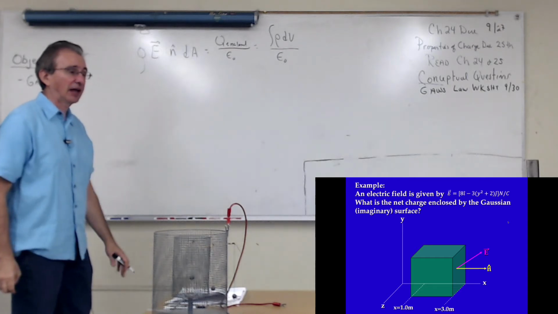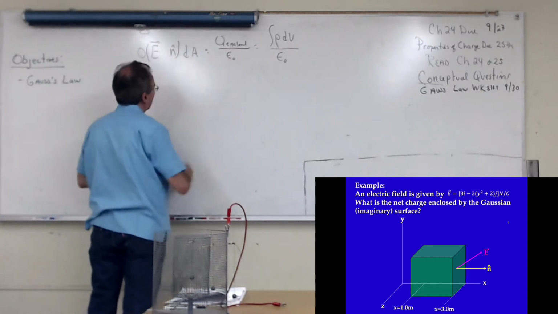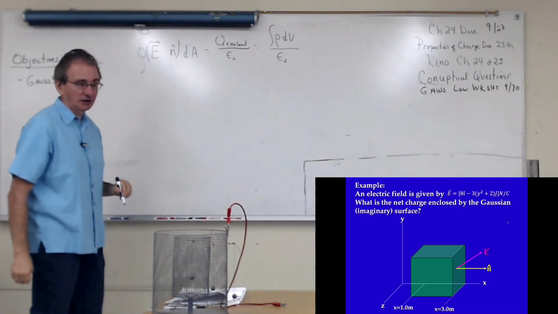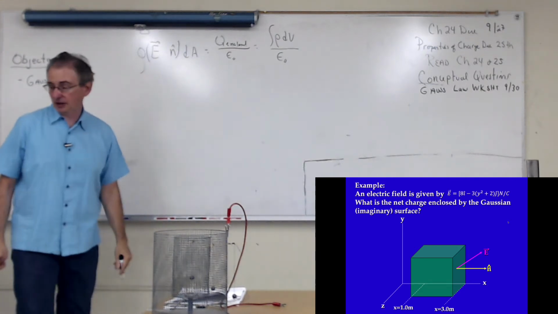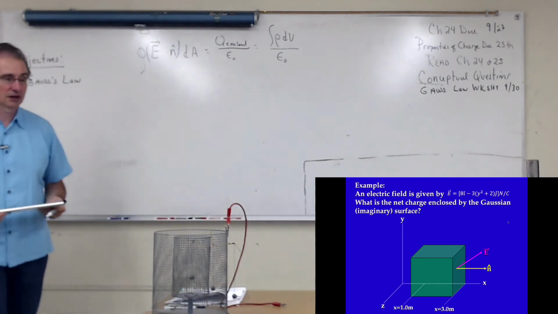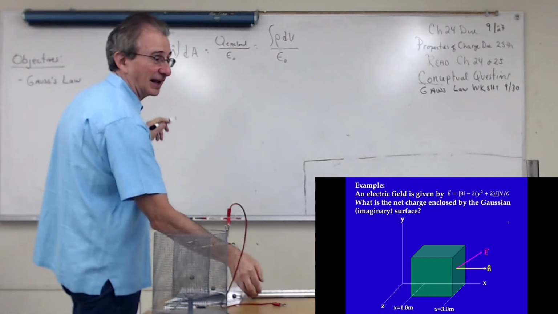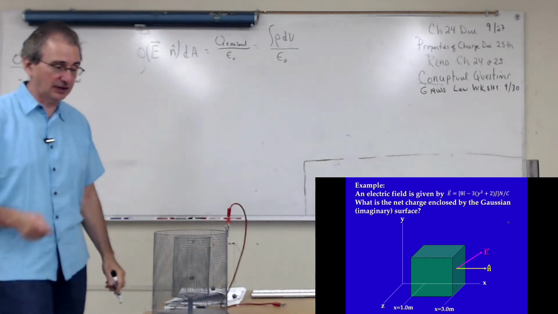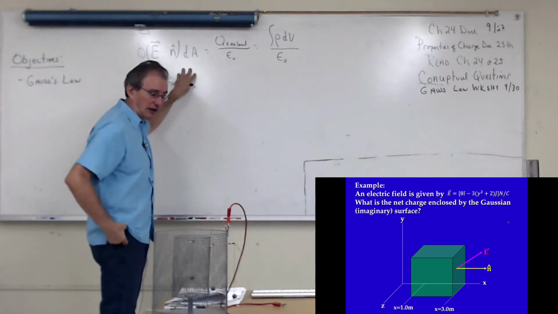And I said the other day, if I can pull this out of the integral, I should be able to use Gauss's law to calculate the electric field. This Gauss's law is true no matter what, but it's especially useful if I can pull the E dot n out of the integral sign, because then I can actually calculate electric fields. Now, there is another version of Gauss's law one can talk about.